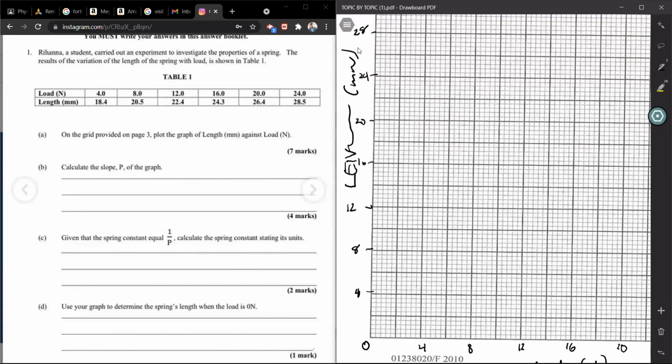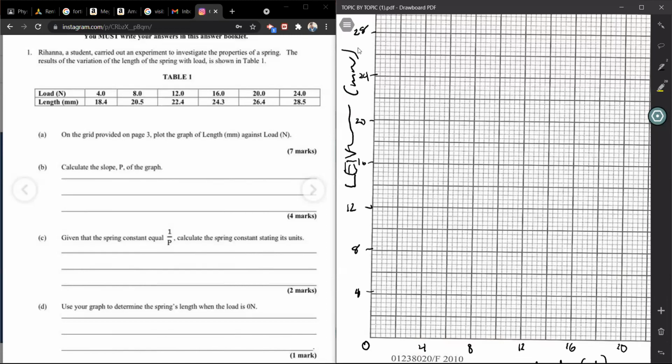So for the 4, I need to find 18.4. So that is 16. Where is it? 1, 2, 3, 4, make it 17. How much is this thing there? So 1 box is 0.4. No, but then why would we even do that? That's so stupid. All right, one box is 0.4. So this is 16, 16.4, 16.8, 17.2.